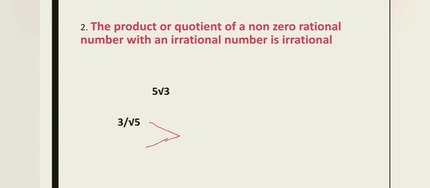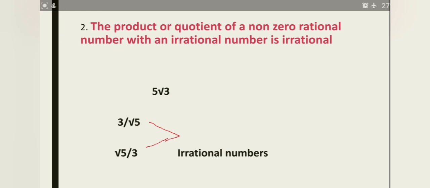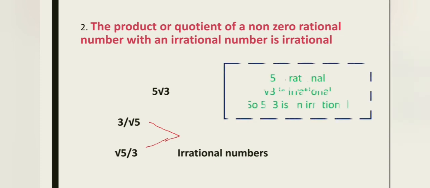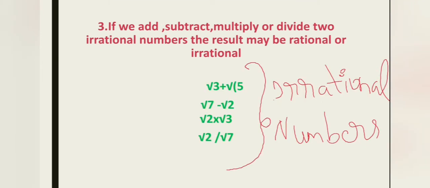3 by root 5 or it may be root 5 by 3. So here we are dividing a rational number by an irrational number in the first example, and in the second, root 5 by 3, we are dividing an irrational number by a rational number. In both cases your answer is always an irrational number. So 5 is rational, root 3 is irrational, so 5 root 3 is also an irrational number. Like this, 3 by root 5 is irrational, root 5 by 3 is also an irrational number. That is the second point.